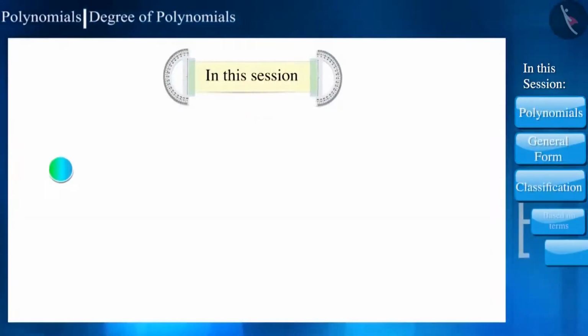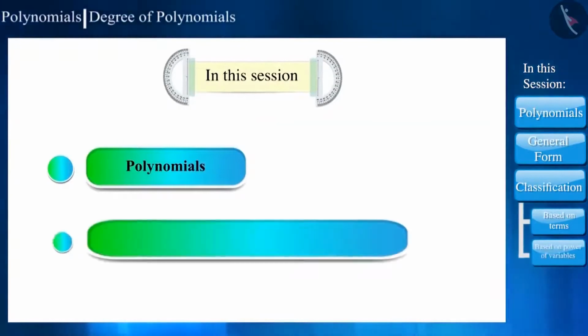In this session, we will learn about polynomials and their classification according to their power, that is, the degree of polynomials.